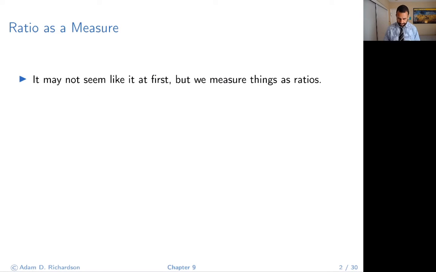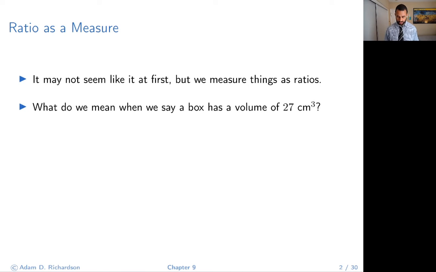All right, let's begin. This is something we had talked about a while ago, but it may not seem like it at first, but we measure things as ratios. For example, what do we mean when we say a box has a volume of 27 cubic centimeters? We mean that 27 of those little cubic centimeters fit inside of that box. And that's a ratio. Whenever you talk about how many of those fit inside, you're talking about division at that point.